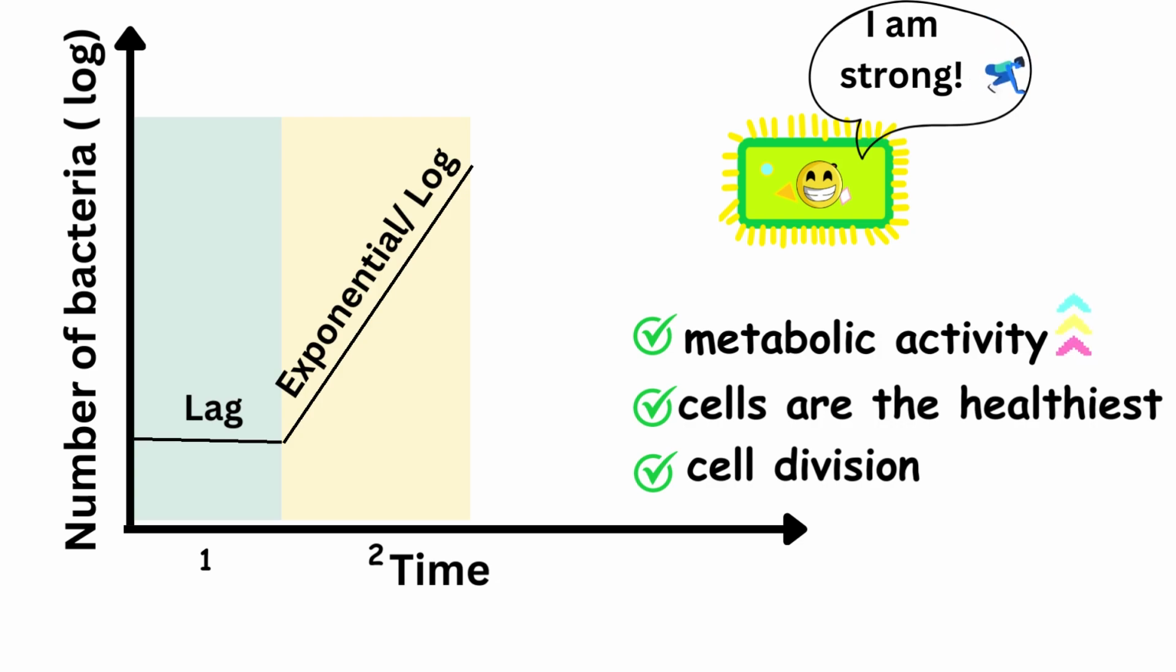Cells in this phase are the healthiest and most uniform, which explains why in most experiments, cells from this phase are utilized.